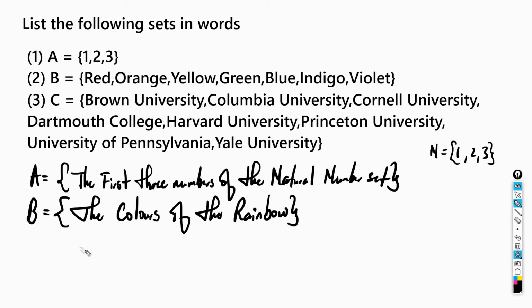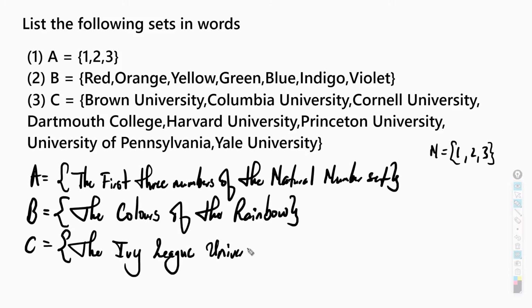And the last one here, we have a list of universities: Brown, Columbia, Cornell, Dartmouth, Harvard, Princeton, UPenn, and Yale. And if you didn't know, now you know, guys. This is the set of the Ivy League universities in the United States. So hopefully a couple of you guys will be going to these universities.